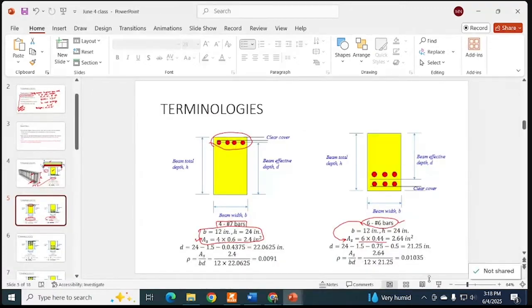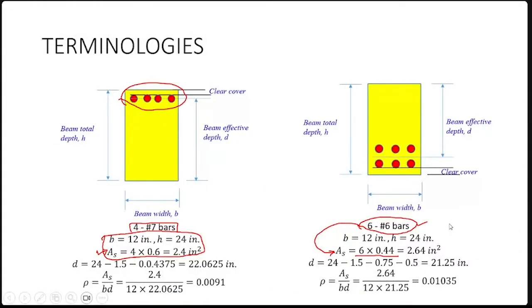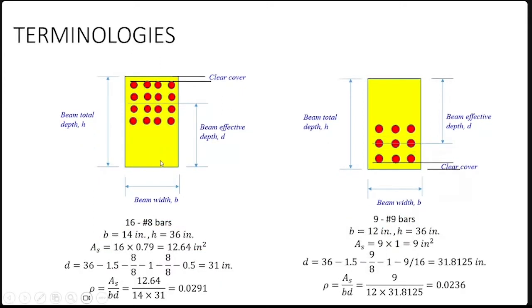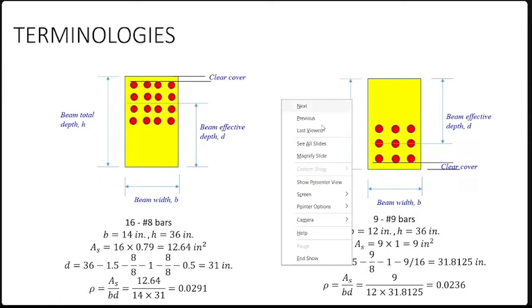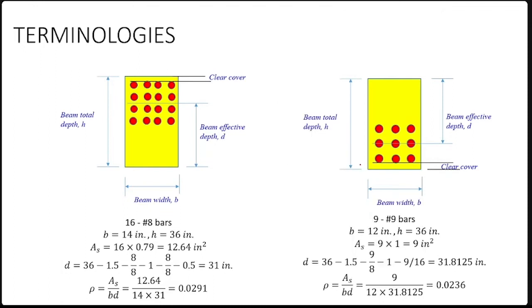Okay. So we calculate AS for every beam. We should notice it here. At the same time, this beam has 16 number 8 bars. So AS is 16 into 0.79. This beam has 9 number 9 bars, and this is our AS.